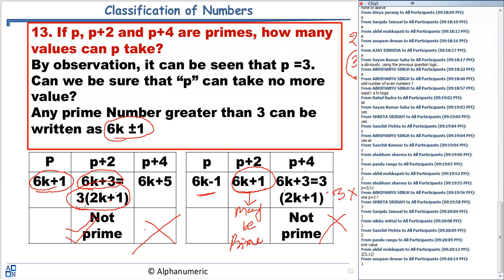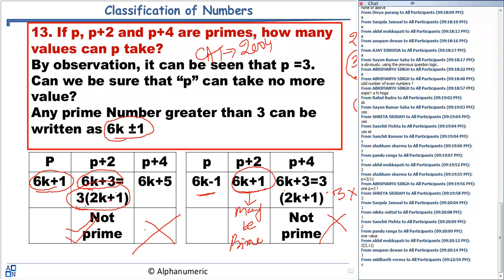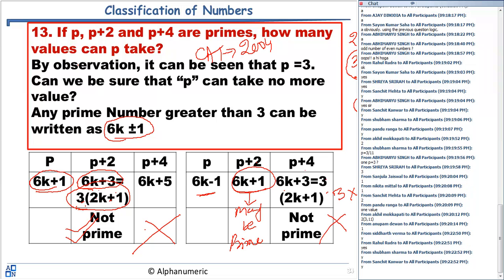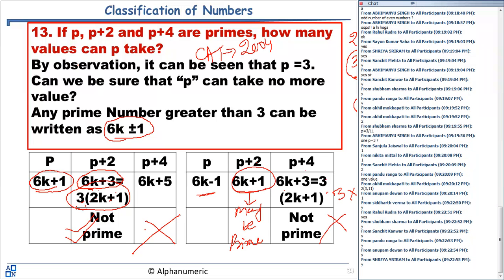So now we can definitely say that there exists only one prime number which will satisfy this condition. So the answer is 1. That's a unique answer. This question was asked in CAT 2004. Is it clear to all of you? Always remember that except 2 and 3, all the prime numbers can be represented in the form of 6k plus minus 1. Now I'm moving to the next question.